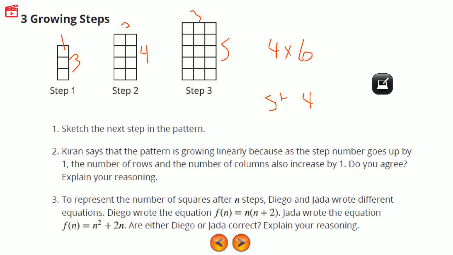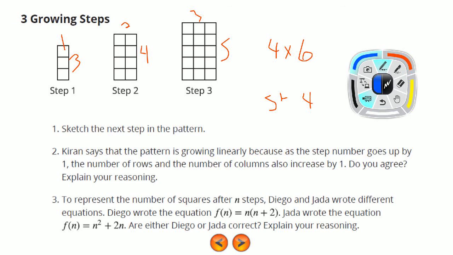But if we look at the area of these, 1 by 3 is 3, 2 times 4 is 8, 3 times 5 is 15, 4 times 6 is 24. That is not linear. So it depends on what part of the pattern you're talking about. If you're talking about just the number of rows, those are linear. But if you're talking about the area, it is not linear.